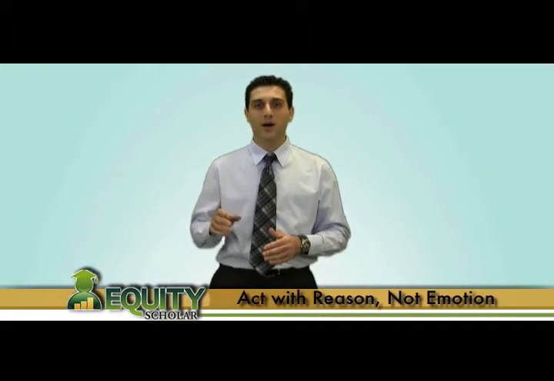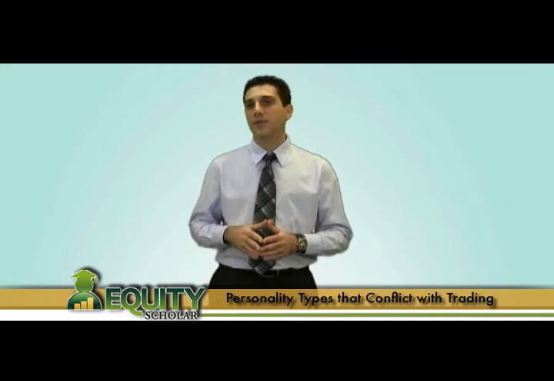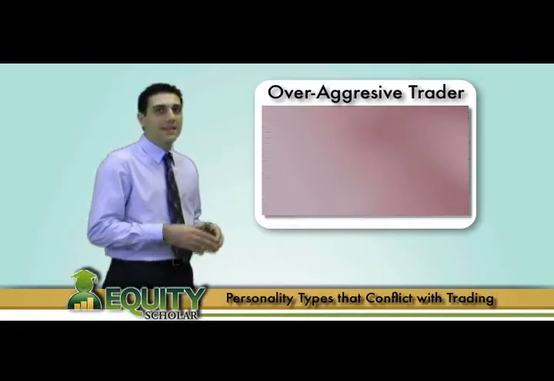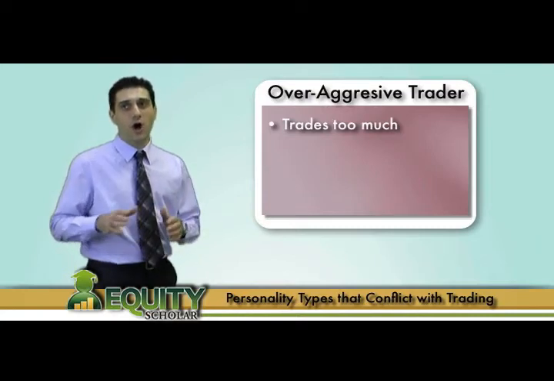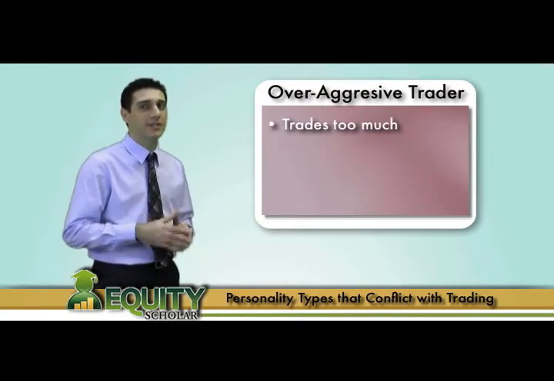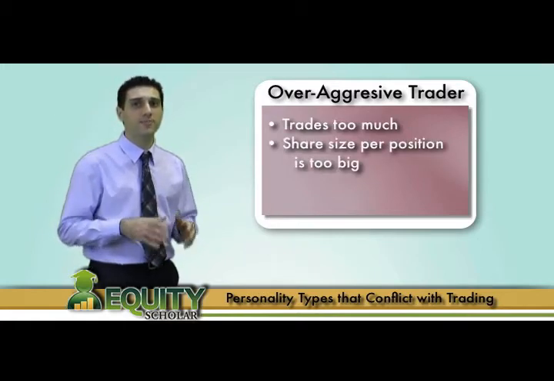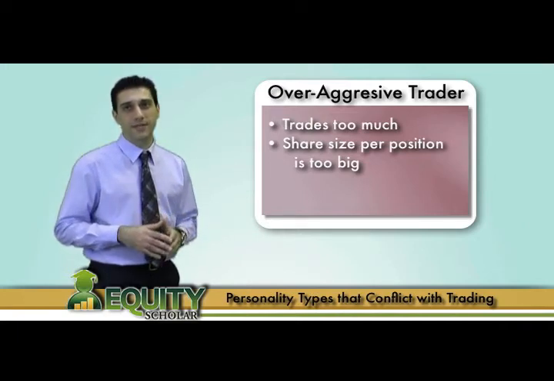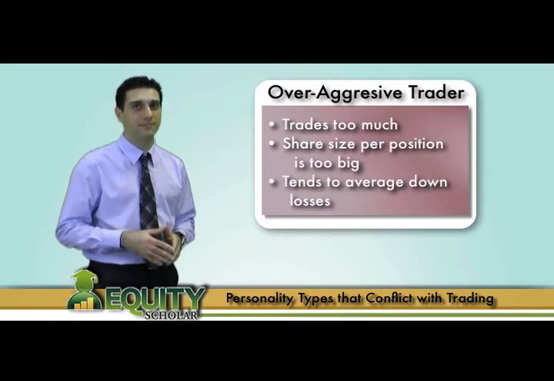It is then, when reason is gone, poor decisions occur. Now moving on to common personality types that conflict with logic when trading. First, the over-aggressive trader. This type of trader tends to substantially overtrade each trading day, often recklessly entering into as many trades as he or she can find, and typically enters trades with more shares per position than he or she should. Furthermore, an over-aggressive trader has a bad habit of averaging losing positions by doubling down.